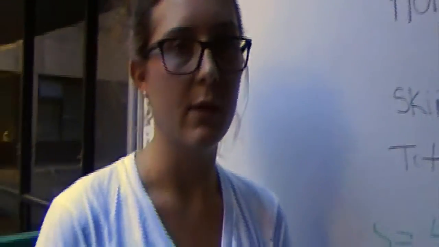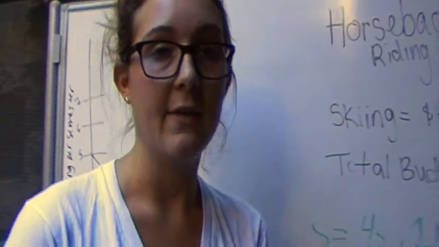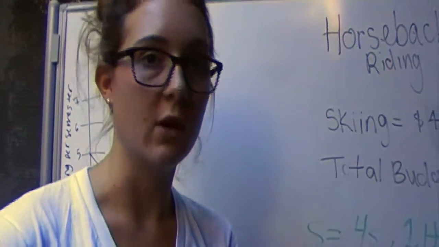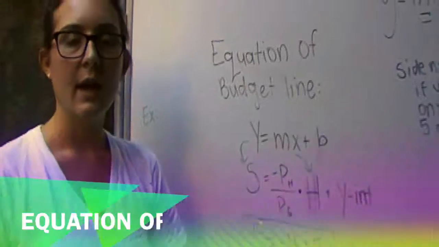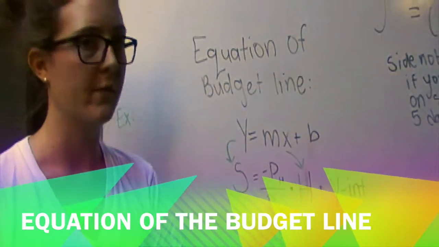So all 3 of these points are on the same budget line and have the same exact budget, but they have 3 different combinations of total horseback riding and days of skiing. I'm going to explain how to get the equation of a budget line.